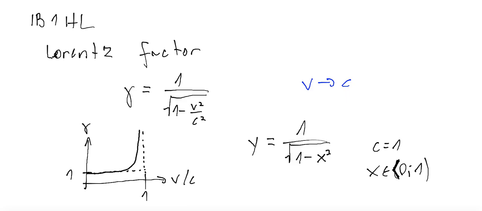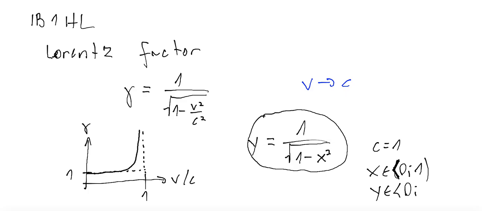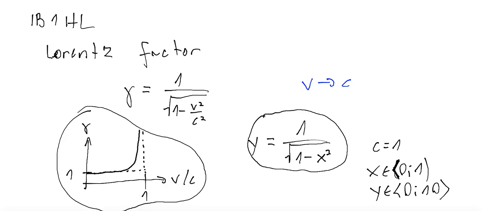So please create this function on your calculator and make x from 0 to 1 and y, let's say, from 0 up to 10. Then you will see a shape very similar to this one. When you have done this, please turn the video on again, and we'll be talking about length contraction and time dilation.